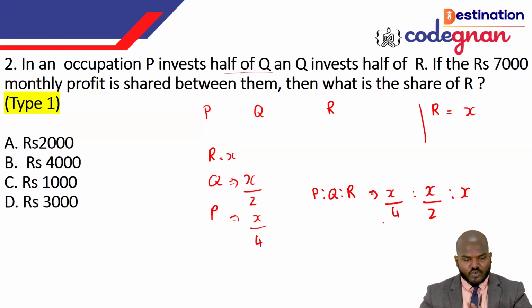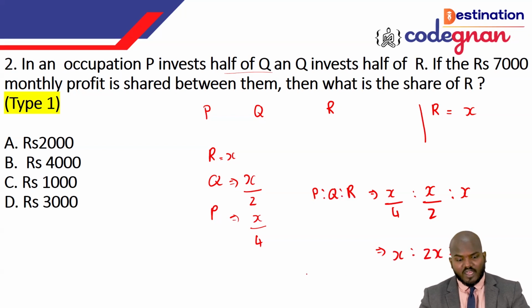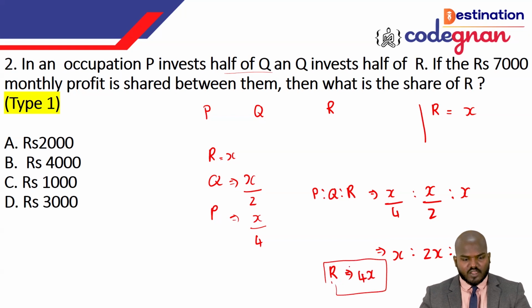So guys, if you're taking the LCM, what value will it give you? 4 only. So then it will become X, 2X, and 4X probably, because we don't have any kind of denominator. Then you see this one, R's proportion in the ratio is 4X, 4 times of the X.